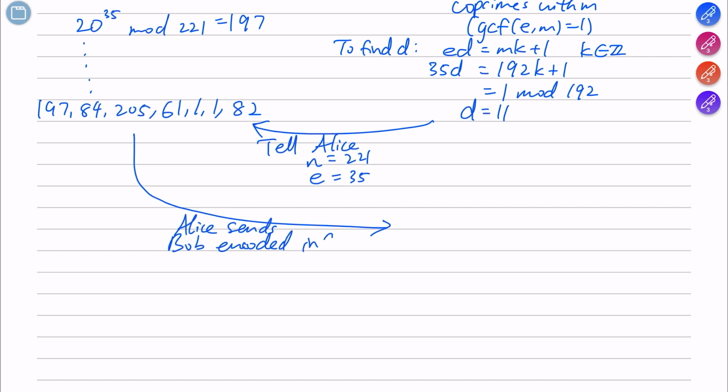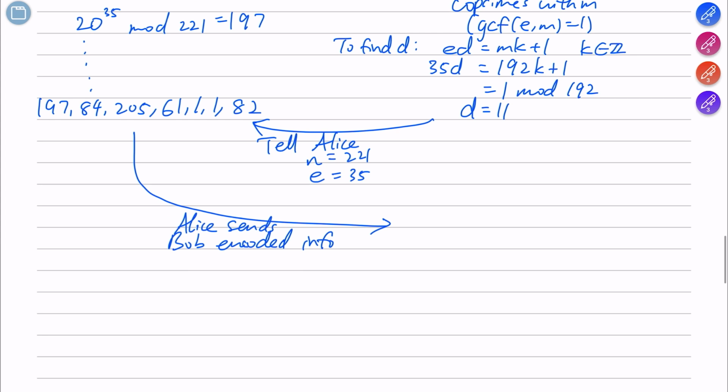info or message. And now Bob will decode using his private key. D is equal to 11. Why is this private? Because this is the thing that only Bob knows. Like E and N, Bob has to republish them online to be able to let Alice know. But 11 is the number that only Bob knows. And that's the solution to decoding this message.